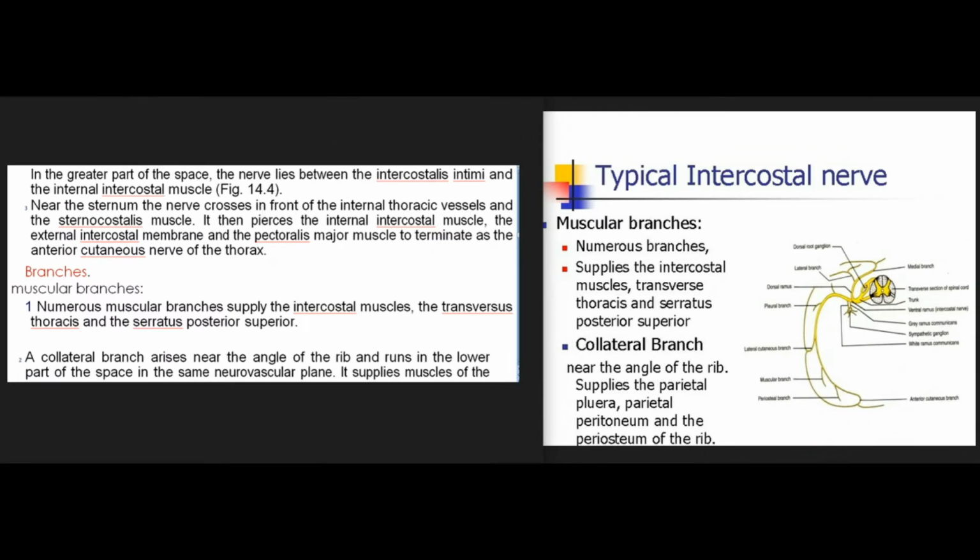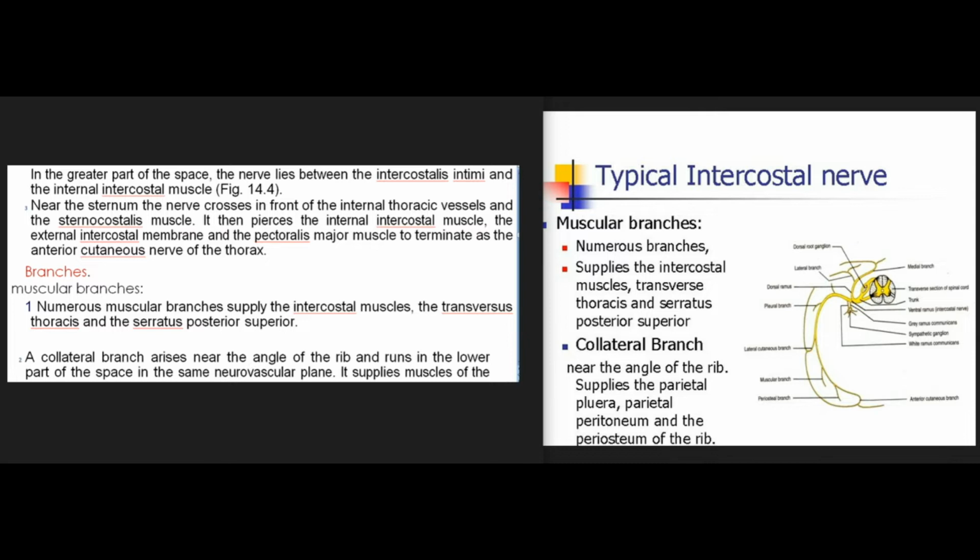In the greater part of the space, the nerve lies between the intercostalis intimi and the internal intercostal muscle, Fig 14.4. 3. Near the sternum the nerve crosses in front of the internal thoracic vessels and the sternocostalis muscle. It then pierces the internal intercostal muscle, the external intercostal membrane and the pectoralis major muscle to terminate as the anterior cutaneous nerve of the thorax.